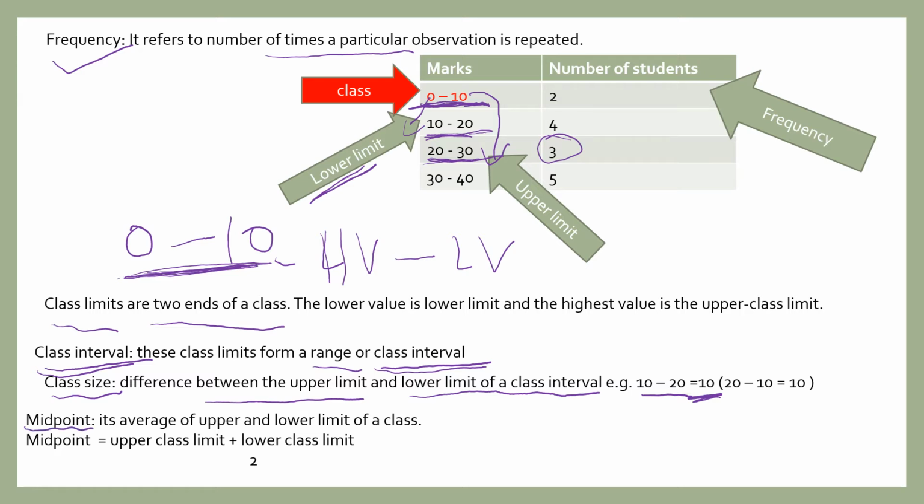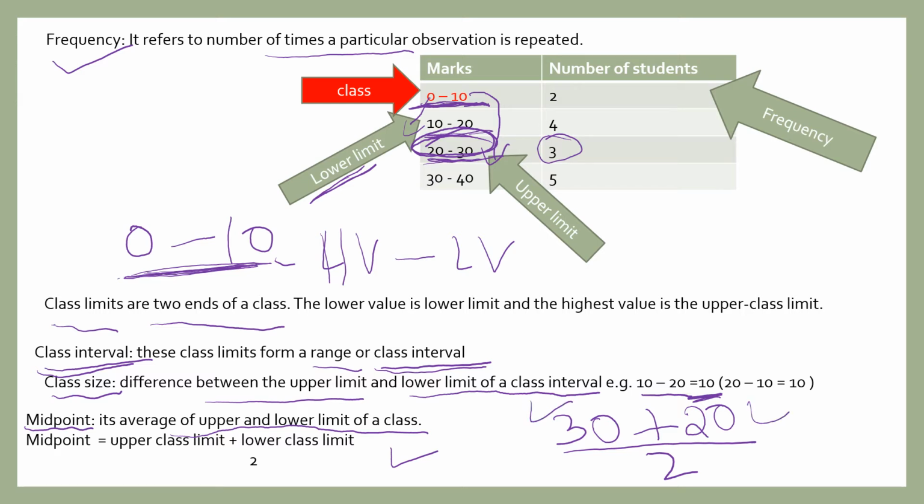Then what do you mean by midpoint? It is the average of the upper limit and the lower limit of a class. If you want to calculate a midpoint, write down the values of any class you choose. In that, write down the upper limit plus the lower limit, divided by 2. Take an average of the upper limit and lower limit. So when you add these two, you get 50. 50 divided by 2 is nothing but 25. This is how we find the midpoint.